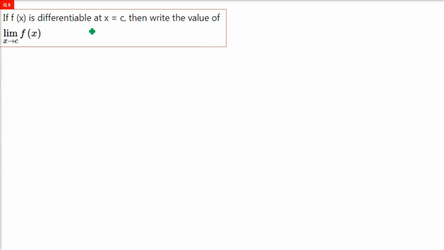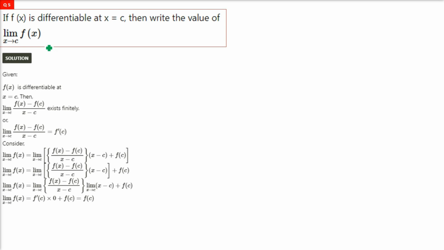If f(x) is differentiable at x equals c, then write the value of limit x tends to c f(x). So if it is differentiable at x equals c, then write the value of limit x tends to c f(x). Remember, we did a question a few minutes back, and we proved that limit x tends to c f(x) is f(c). We just proved it.